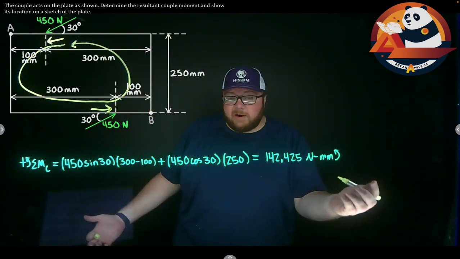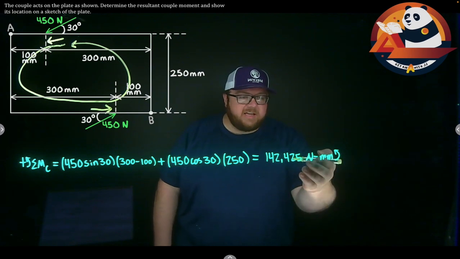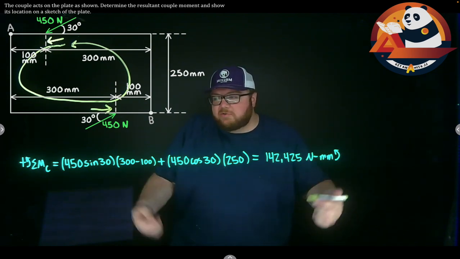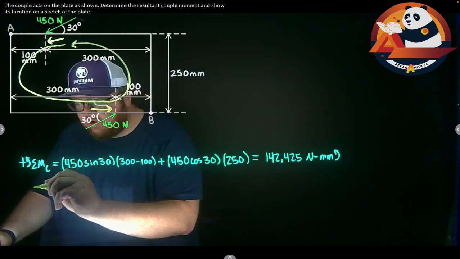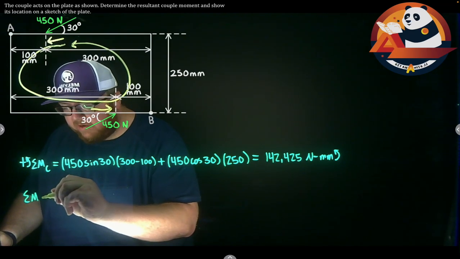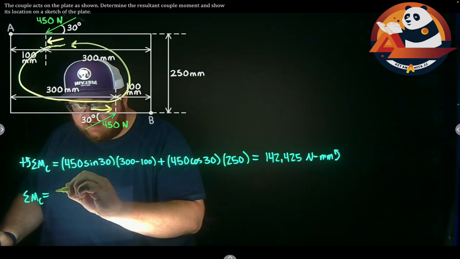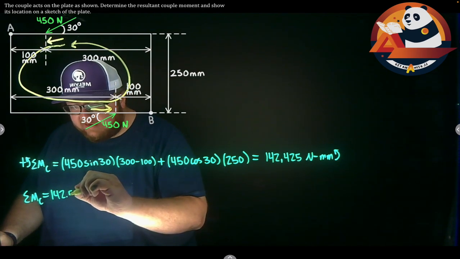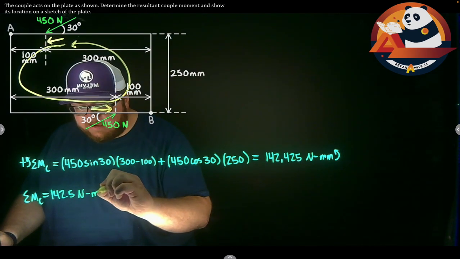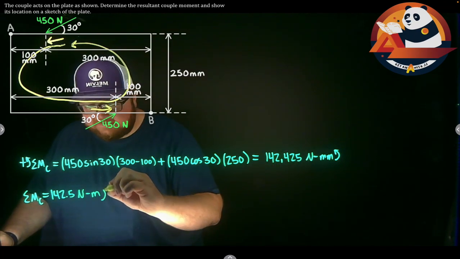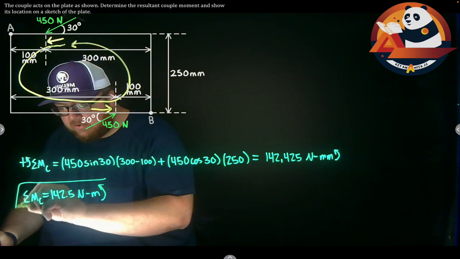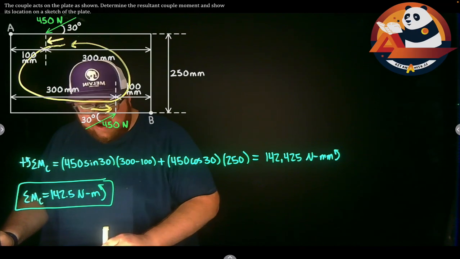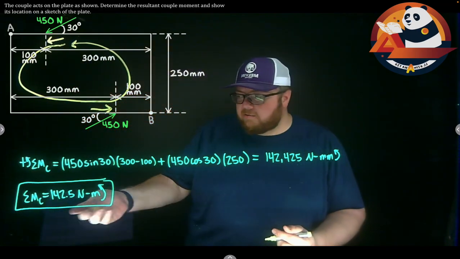Our other option, though, could be to say, let's convert that. Instead of Newton millimeters, we might want to use Newton meters. We'll say that our total moment about point C is, just dividing by 1,000, 142.5 Newton meters, and it went counterclockwise. And that would be our final answer for our problem, or for that piece of it.